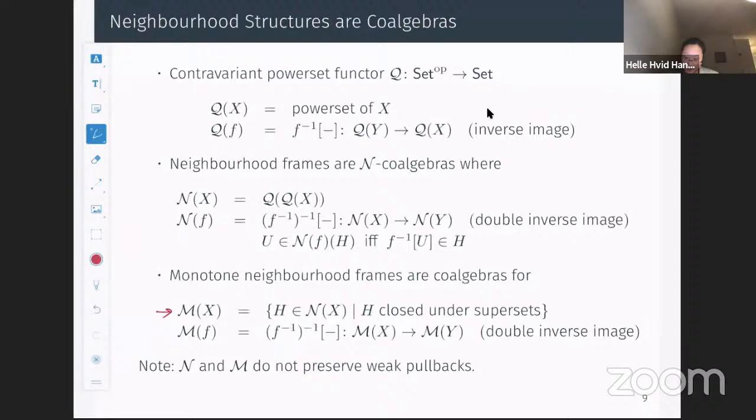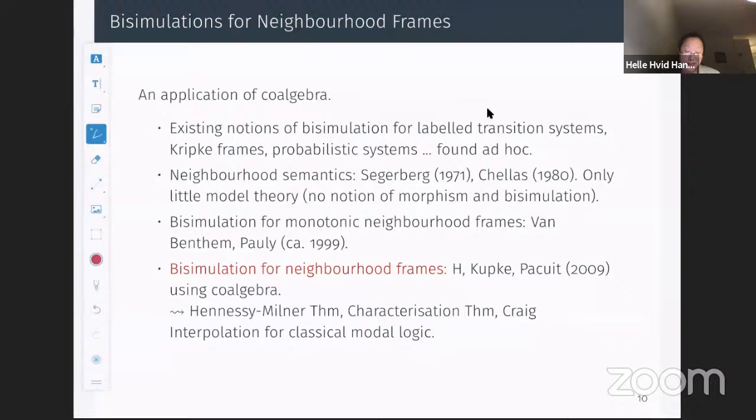Okay, so I wanted to mention neighborhood semantics, because it's also an interesting application of coalgebra. The notion of bisimulation, as I mentioned, was already found ad hoc in the concurrency community and modal logic community. And same for probabilistic systems. Notions of bisimulation have been invented without any knowledge of coalgebra, and then it turns out that they do coincide with the coalgebraic notion. But for neighborhood semantics, well, this is a different story.